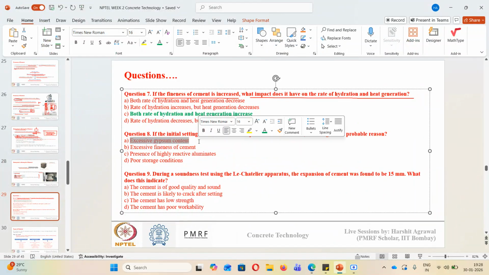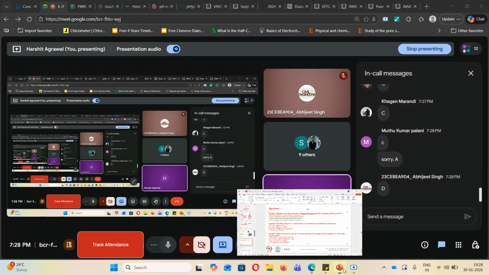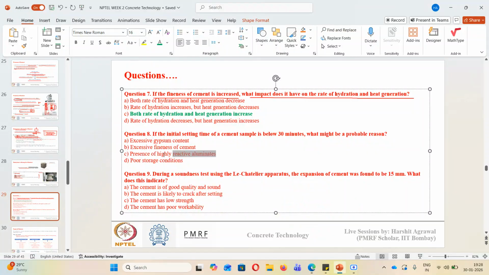Why gypsum content? We talked that gypsum delays setting, not increase setting. The correct answer is C. Presence of highly reactive aluminates. So if you remember in the last session, we talked about C3A, it causes flash setting of cement. Okay, so if there is excess of aluminates in the system, what will happen? Aluminates will react with water and cause flash setting, and that will reduce the initial setting time of my cement below 30 minutes.